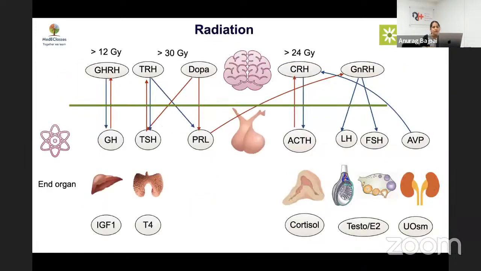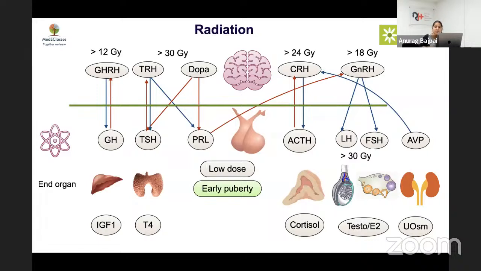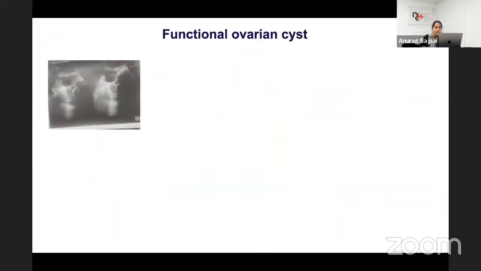Now coming to radiation, radiation can cause both precocious and delayed puberty. With a low dose of radiation, that is 12 to 30 grays, it disrupts the inhibitory pathway and causes precocious puberty, while with a high dose of radiation, more than 30 gray, it damages the pituitary and causes delayed puberty. And it is also associated with growth hormone deficiency.